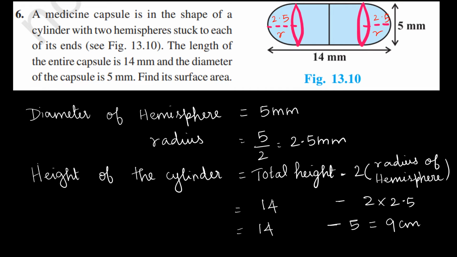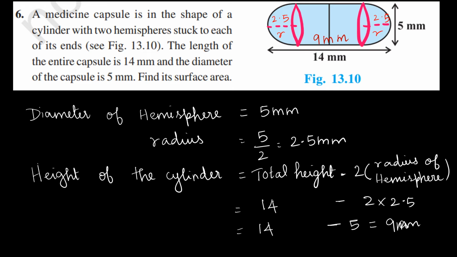So now you have got the height of the cylinder as 9 millimeter. Here this is millimeter, not centimeter as we had written earlier. This is millimeter only, right? Now this is 9 millimeter, and the radius of the hemisphere is 2.5 millimeter.